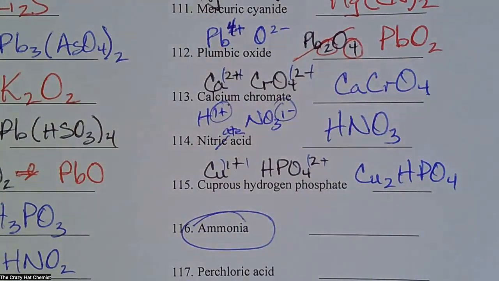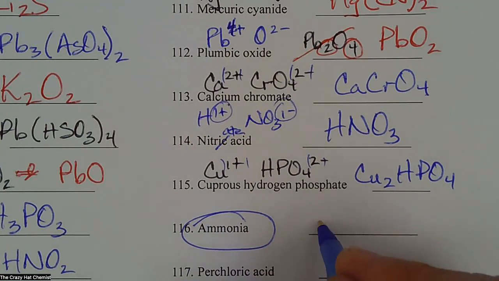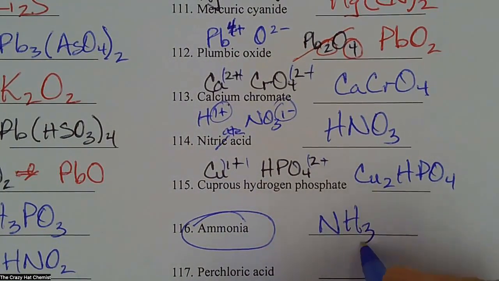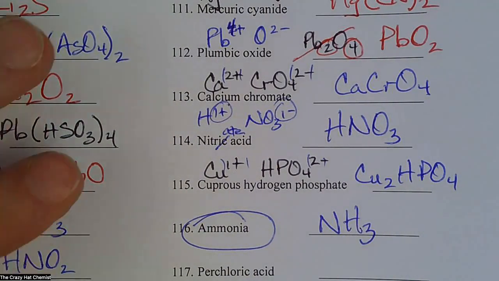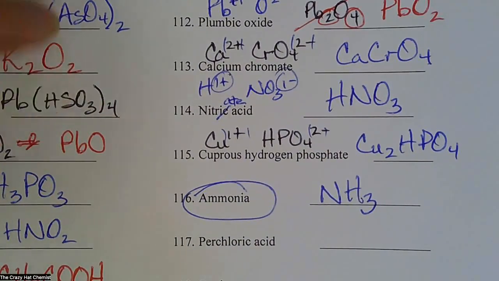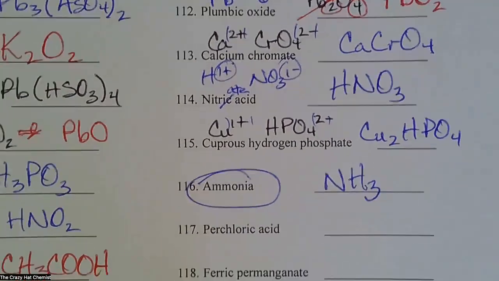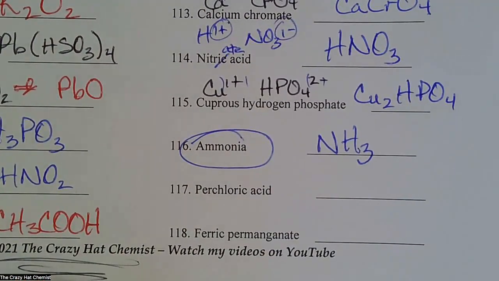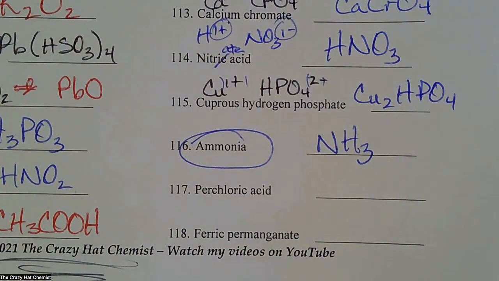Ammonia is not ammonium ion. This is NH3, and this will be probably on your test because it's such an important compound. Okay, and it goes by a common name. It is not nitrogen trihydride. It goes by a common name, just ammonia.